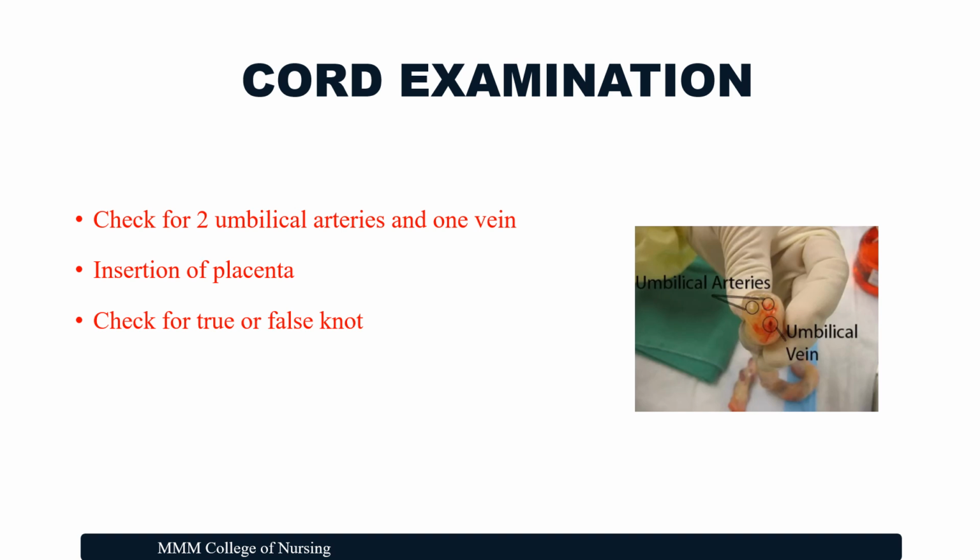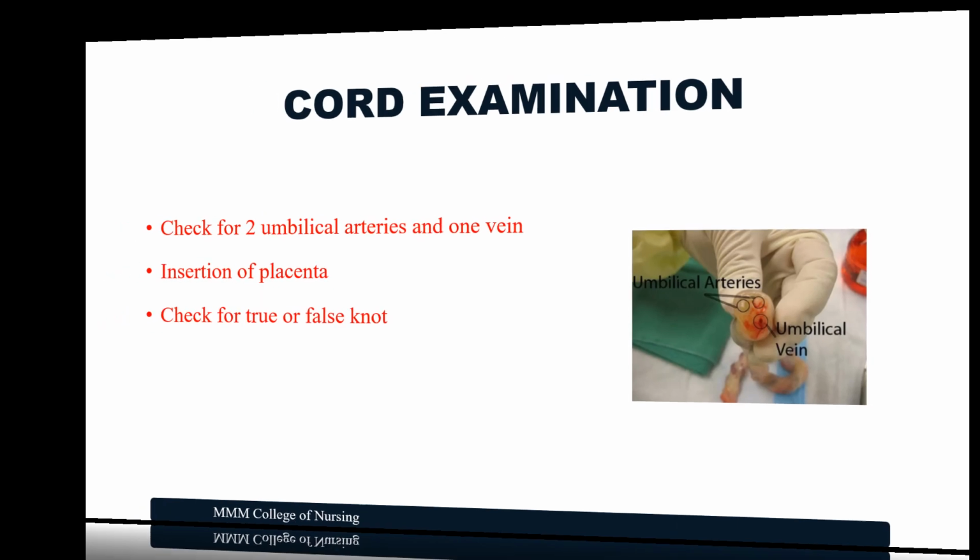While doing the cord examination, you have to check for two umbilical arteries and one vein and insertion of the placenta. There are marginal insertion, that is Battledore placenta, then velamentous insertion, vasa previa. All this you have to check, and check for true knot or false knot. That you have to check in the cord examination.